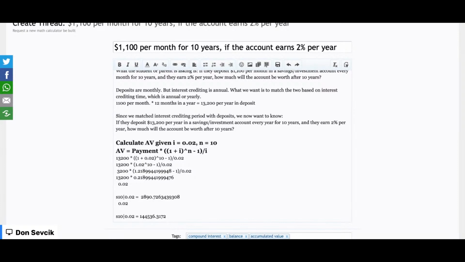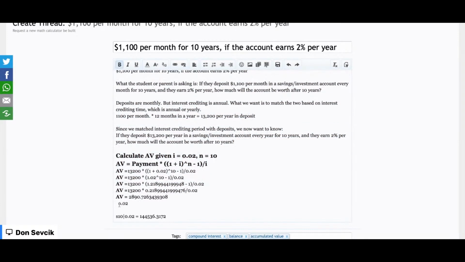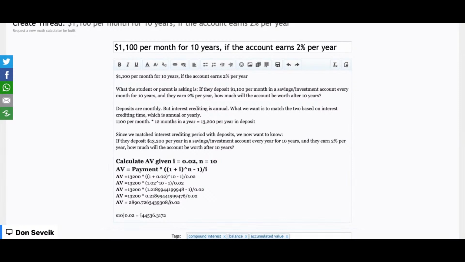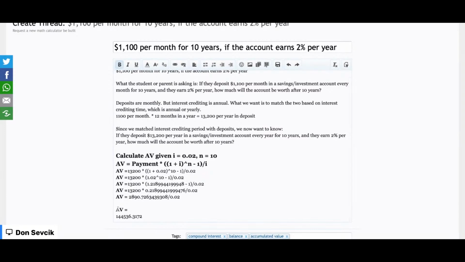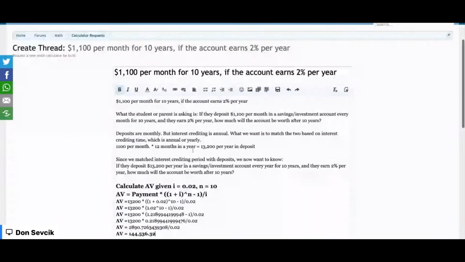Clean this up. Do AV equals 1, 2, 3, 4. AV equals this. Okay. 144,536.32. All right. So what's happening here is this is an annuity.